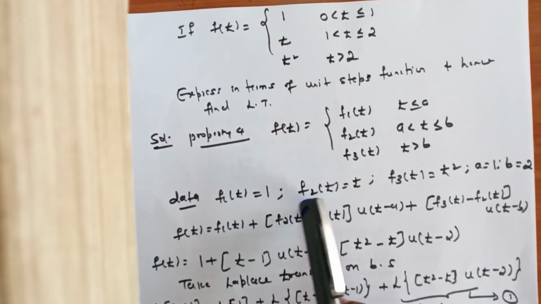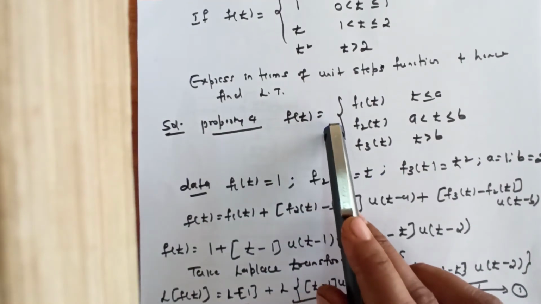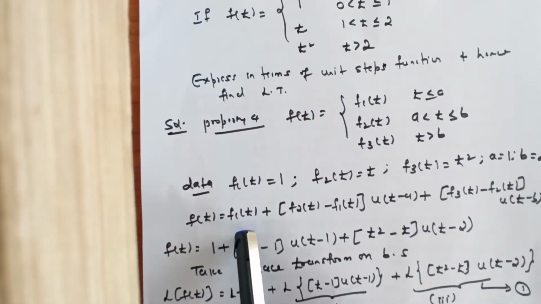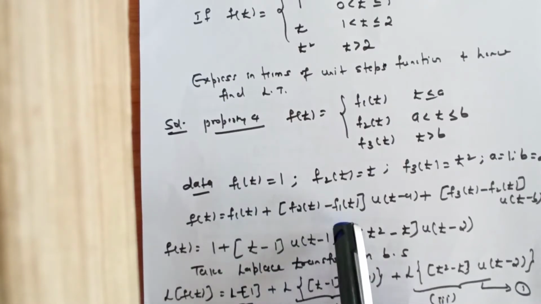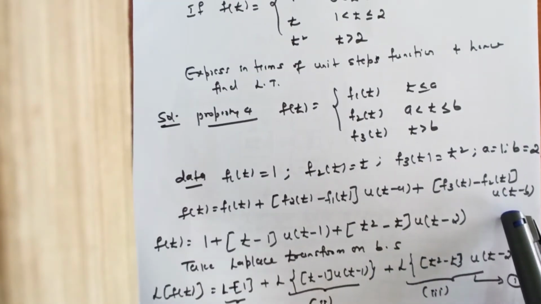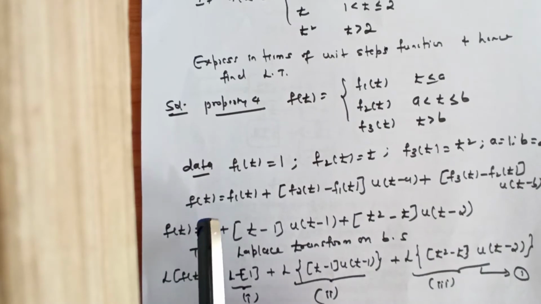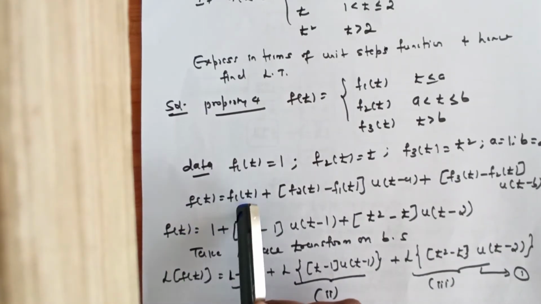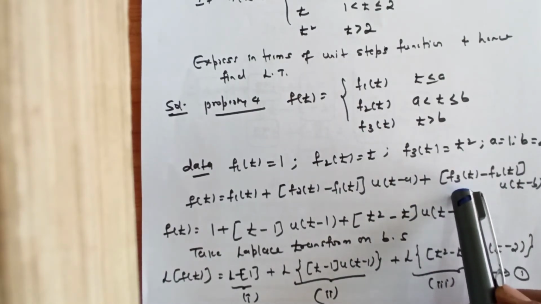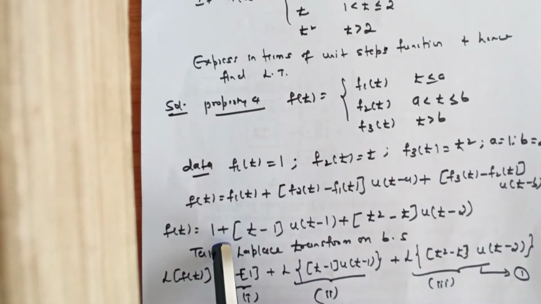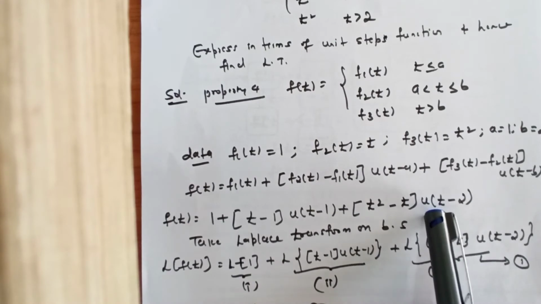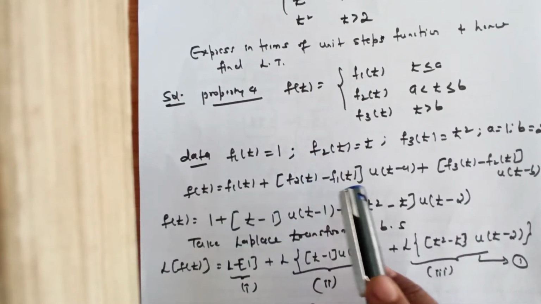So after this, before we apply the Laplace transform, we have to write our f of t in this form, that is f of t is equal to f1 of t plus f2 of t minus f1 of t into u of t minus a plus f3 of t minus f2 of t into u of t minus b. So we have our f of t, which will be equal to, substitute your f1 of t, f2 of t, as well as your a and b values, as well as f3 of t. So we will have 1 plus t minus 1 into u of t minus 1 plus t square minus t into u of t minus 2. After substituting all the data, what we have.